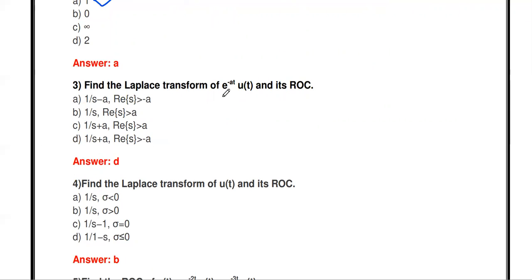Which one is correct? Here we have e power minus at u of t, whose Laplace transform is 1 divided by s plus a. In this s plus a, the pole is at minus a, and this signal is a causal signal. For a causal signal, the ROC is real of s greater than the pole value. So real of s is greater than minus a. This is the answer. For a causal signal, the ROC is always greater than some value, and here the pole value is minus a. So 1 divided by s plus a is the Laplace transform, and real of s is greater than minus a. This problem we already solved as a separate video.